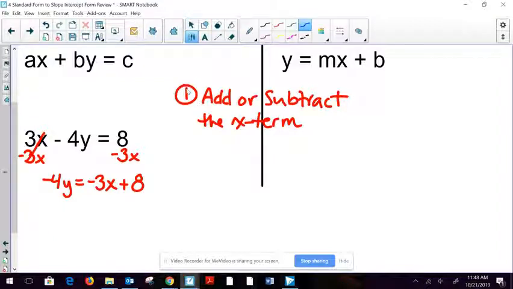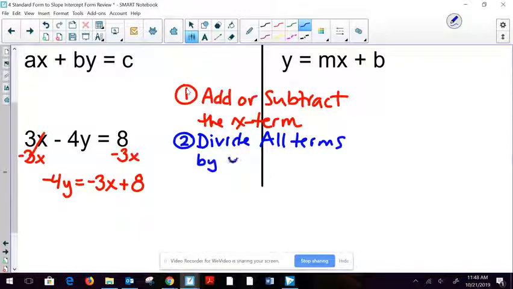Now that I have my x term moved to the right-hand side of the equation, I'm going to take care of the number attached to the y. So step number 2 is we're going to divide all terms by y's coefficient. So if we go back to our equation on the left, do you see how there's a negative 4 attached to the y? Then we're going to go through and divide every single term by negative 4.